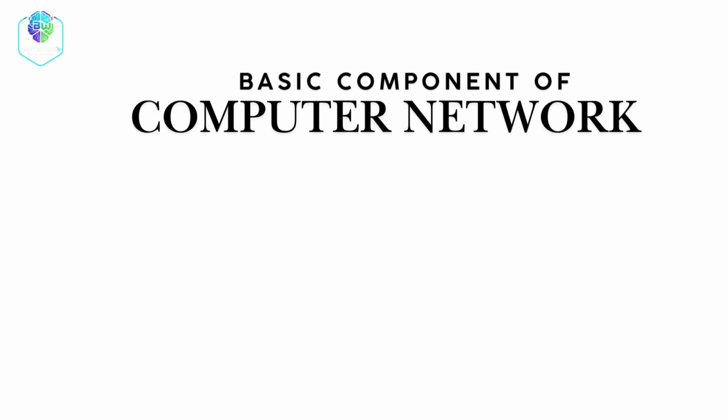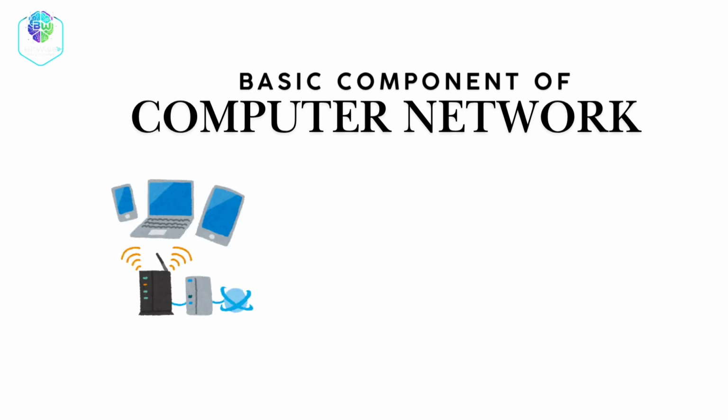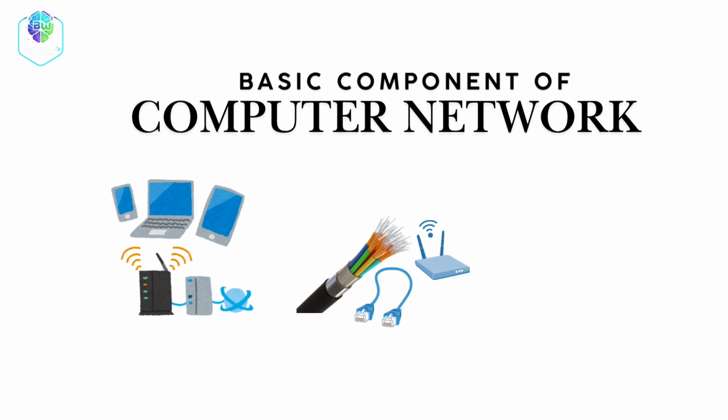Now let's look at the basic components of a computer network. The first component is devices. These are the endpoints of the network such as computers, mobile phones, servers, or printers. The second component is transmission media. This is the path through which data travels. It can be physical cables like Ethernet or fiber optic cables, or wireless signals such as Wi-Fi.